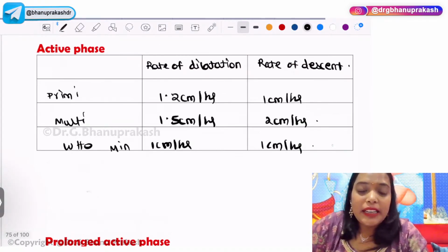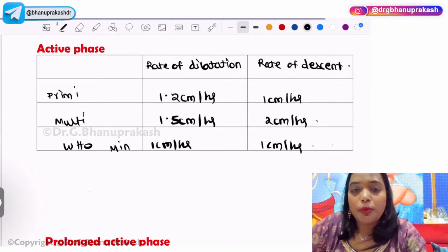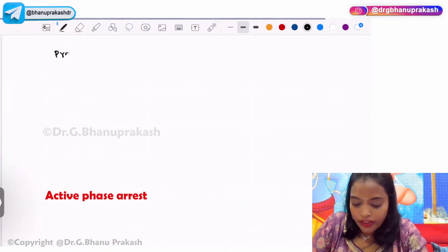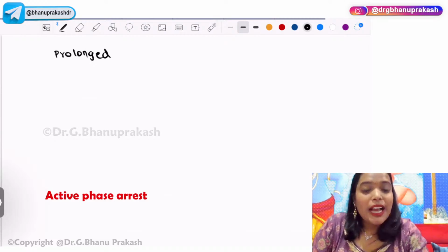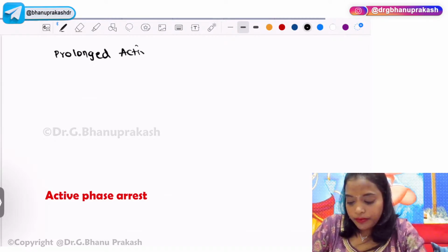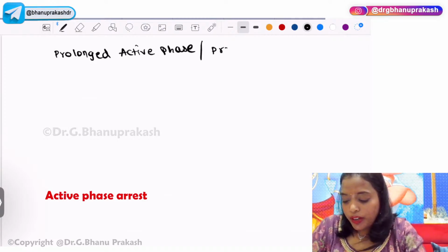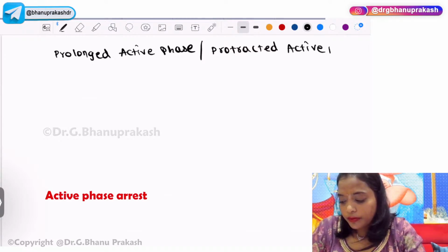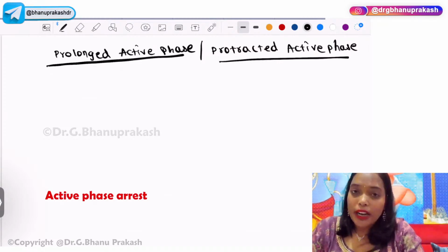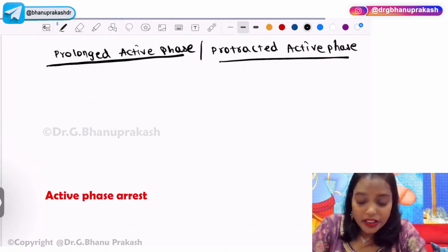There are two abnormalities in active phase. One is prolonged active phase, another is protracted or active phase arrest. Whenever the active phase is slow, if it is taking more than the time duration I gave you, we call it prolonged active phase. So when it is a prolonged or protracted active phase, how do you manage?